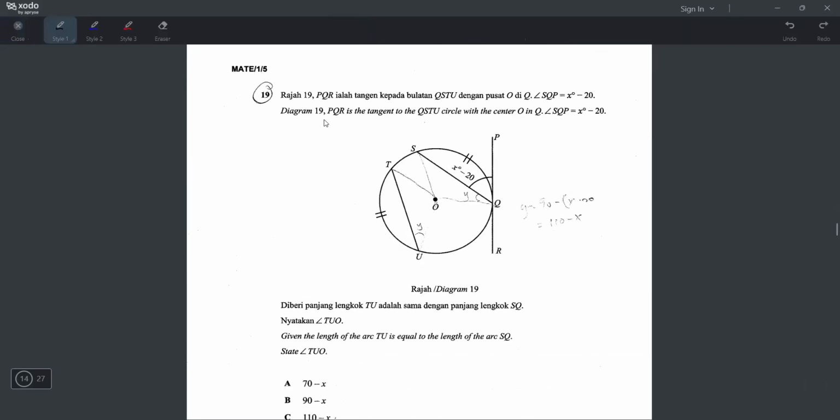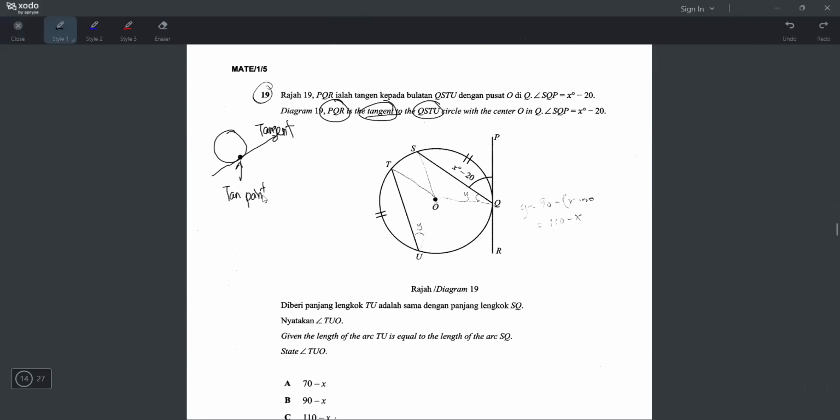Okay, let's go. Number 19. Diagram 19, PQR is the tangent to QSTU. Let's go. PQR is tangent. When you see the word tangent, you need to know a few things. Tangent means when the line touches the circle at only one point, then this line, we call it the tangent line. And this point right here, we call it the tangent point.